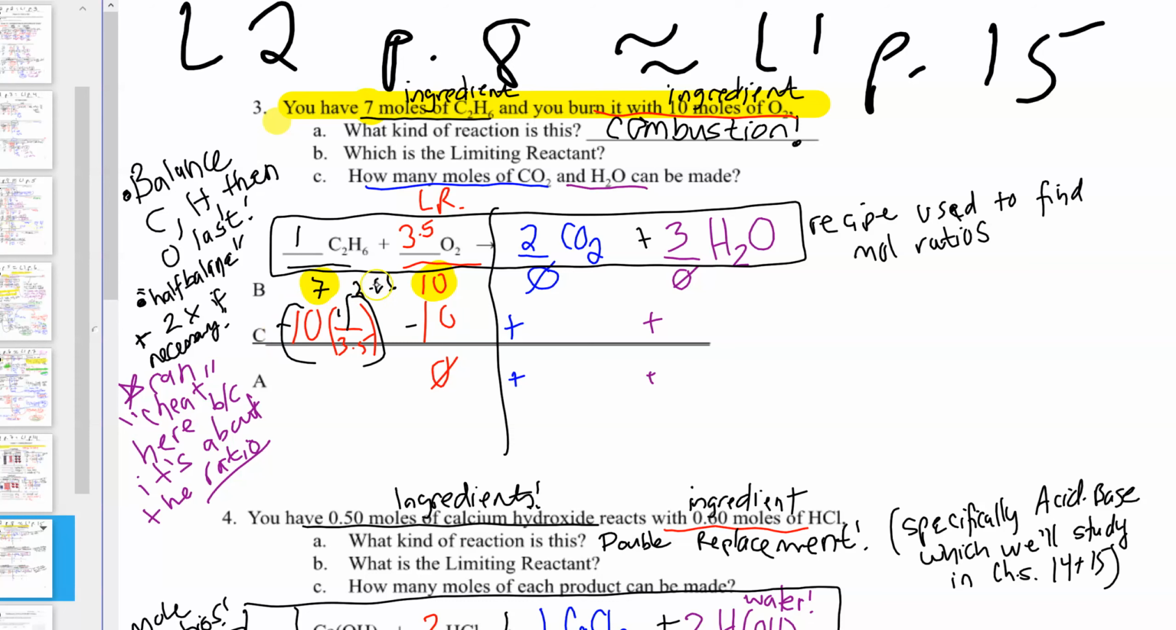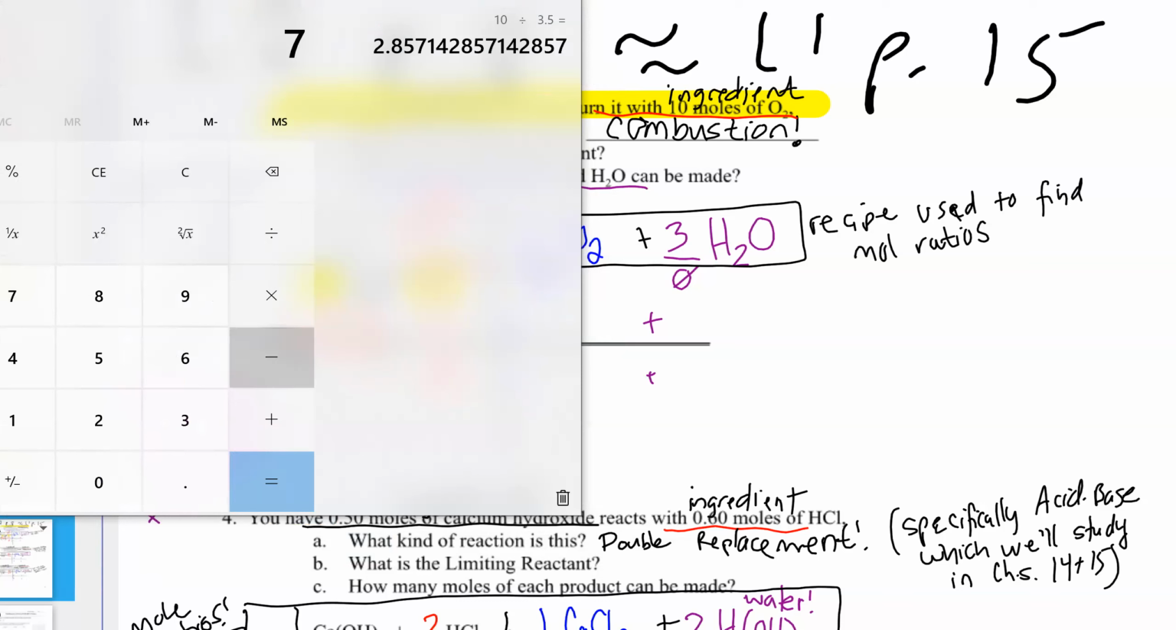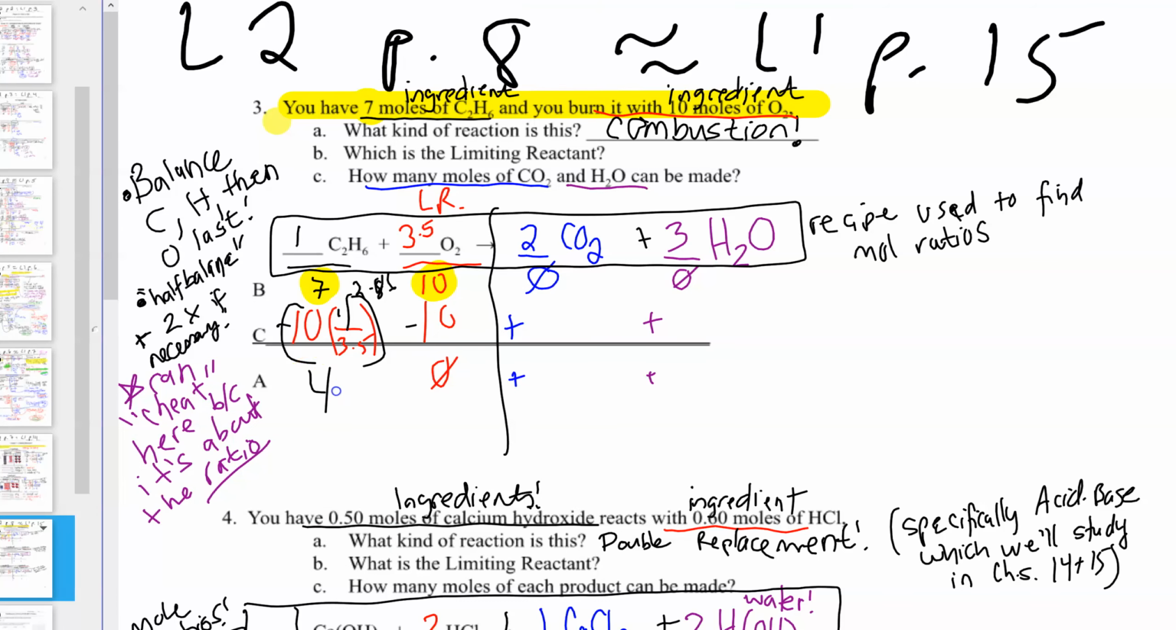Now look at it. We started with 7. We're only using up 2.86. We're going to be okay. So let's take 7 minus 2.86, and we're going to have 4.14 left over, or 4.14 moles excess. Good, that means we chose wisely. If we got a negative number here, it means we would have chosen poorly.